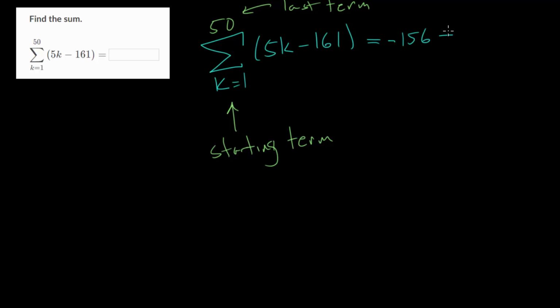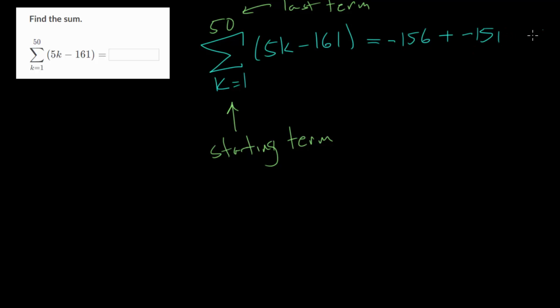And then we add, since this is a sum, sigma for sum, we're just adding all of the terms starting at 1 and going up to 50. So there's going to be 50 total things that we're adding. And when we plug in to find the second term, we're just going to plug in k equals 2. So we get 5 times 2, which is 10, minus 161. So that would be minus 151.